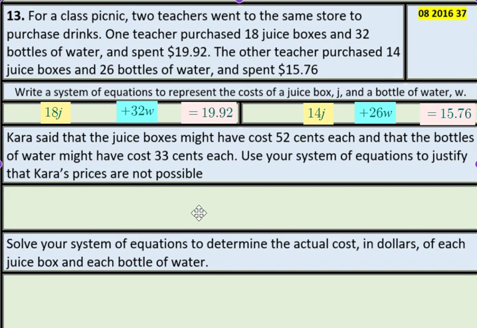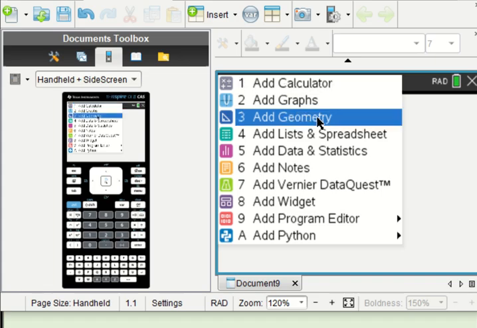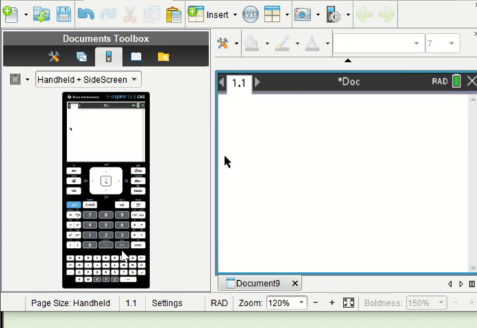So next, Kara said that the juice boxes might have cost 52 cents each and that the bottles of water might have cost 33 cents each. Use your system of equations to justify that these prices are not possible. So we go straight to our TI Nspire graphing calculator.